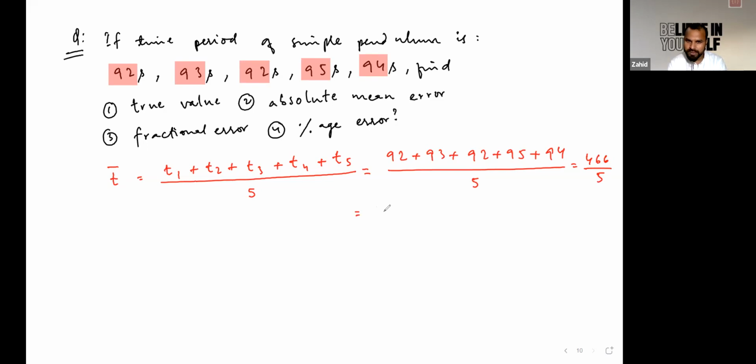So if you solve it, you'll get 93.2. Now, since all of these experimental values contain just two significant figures, your answer must contain only two significant figures. That's why we have to round off this particular number up to two significant figures. Is it clear till this part? Share, any doubt?